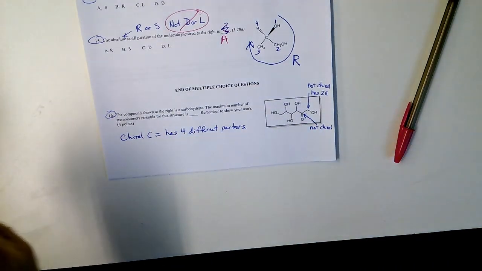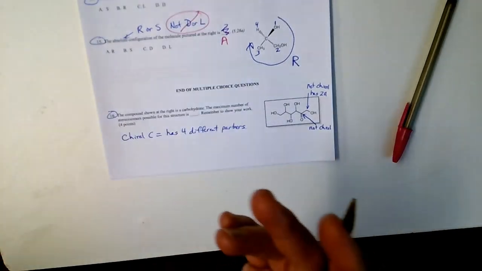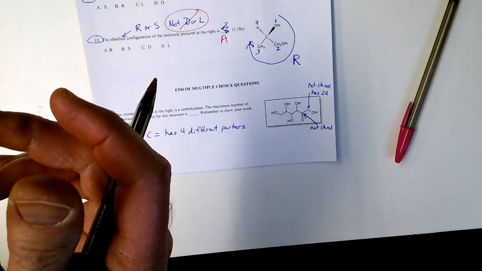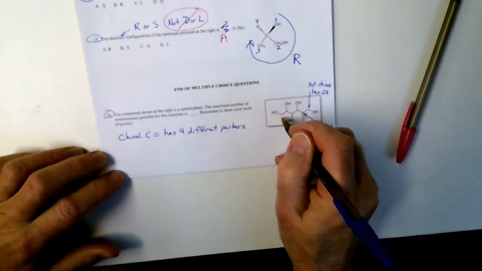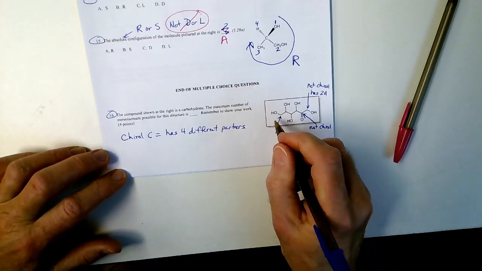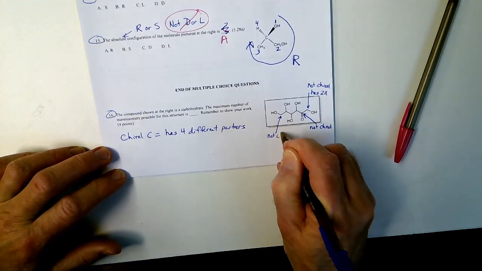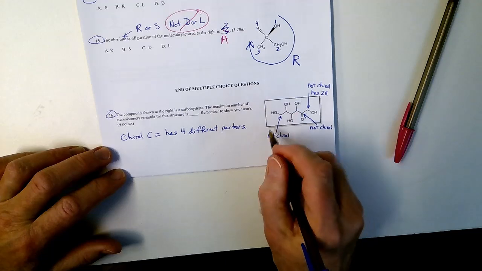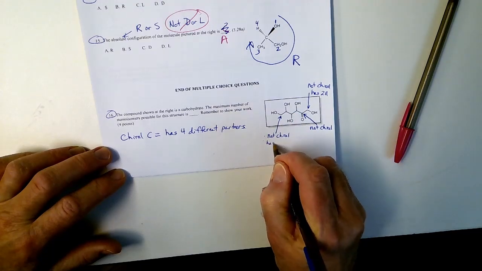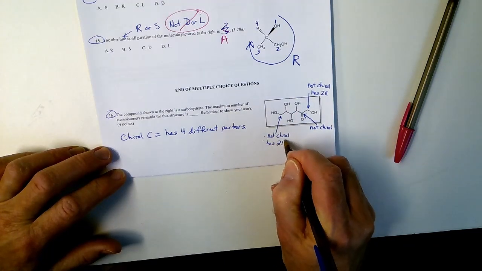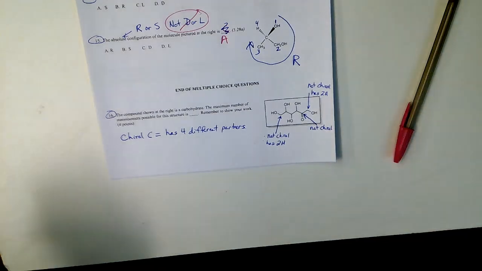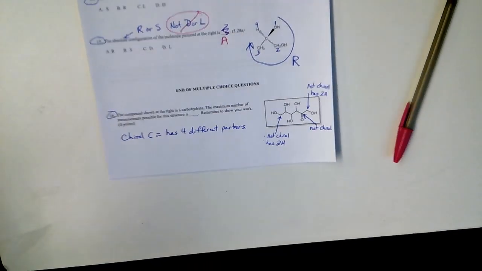It doesn't even have 4 partners, let alone 4 different partners. It's not even up to the right total. And the other one to knock out would be this one right here. That one's not chiral because it has on it 2 hydrogens. They're the same as each other, so we're not even in the right zone.